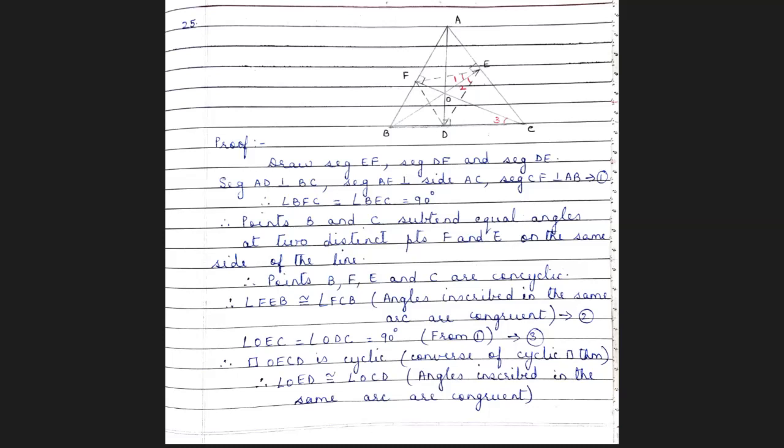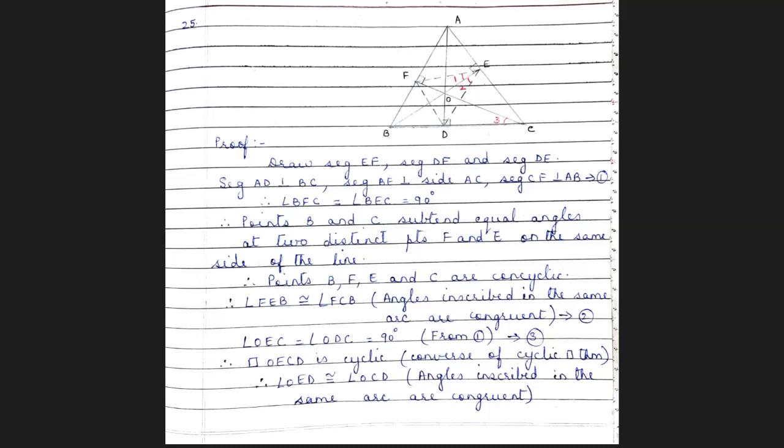Now, angle OEC and angle ODC equal to 90 degrees from equation number 1. Now, therefore, quadrilateral OECD is cyclic. What is the reason? Converse of cyclic quadrilateral theorem. What is this converse of cyclic quadrilateral theorem?